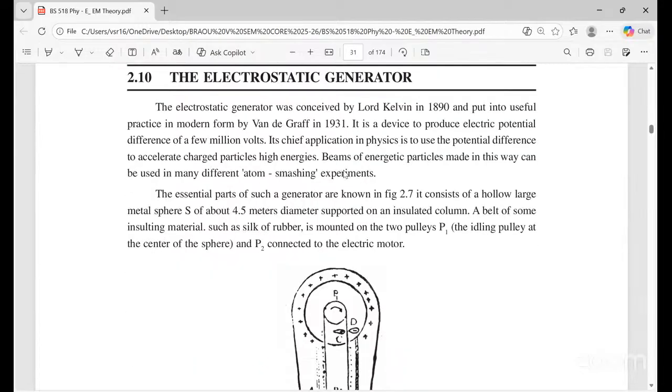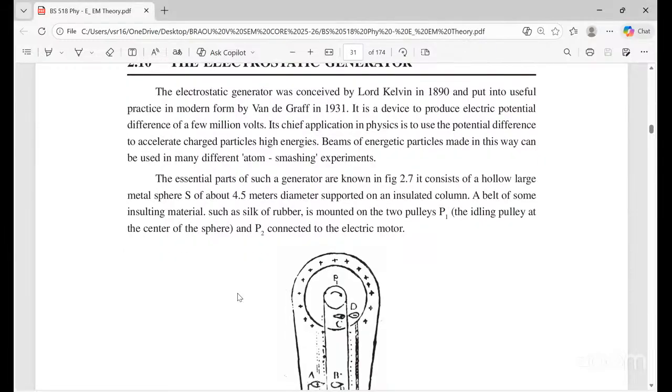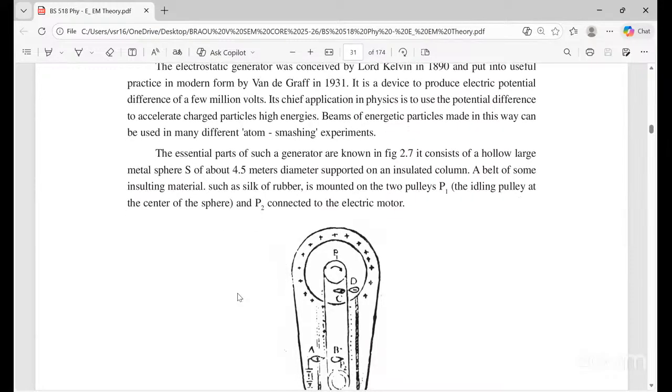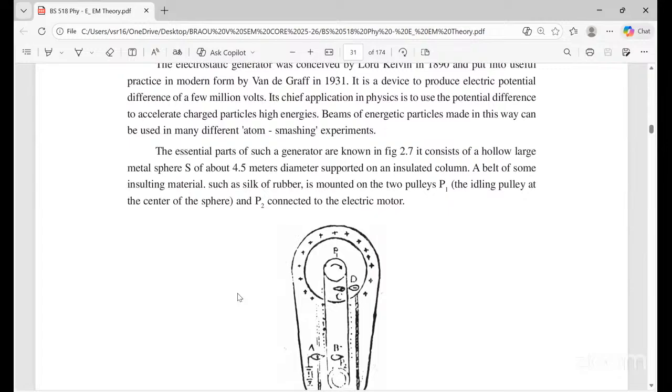Next, the electrostatic generator, which was conceived by Lord Kelvin in 1890. Later on, in 1931, Van de Graaff built a device to produce an electric potential difference of a few million volts. The chief application in physics is that it is used to produce the potential difference to accelerate charged particles to high energy.